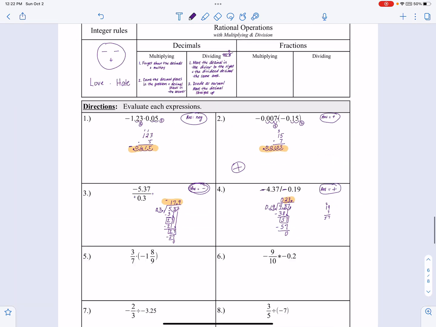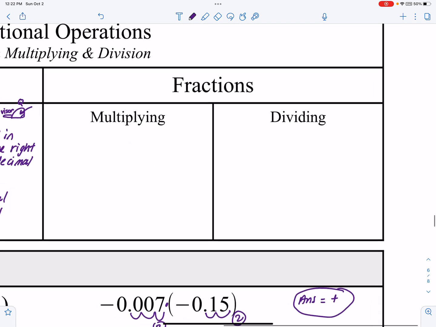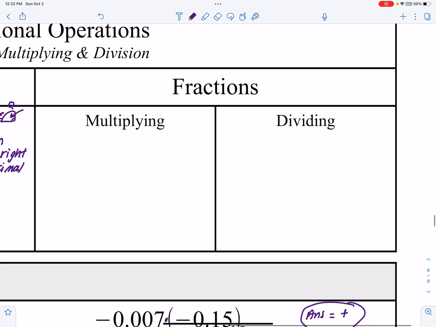So let's go ahead up to our key concepts here. So when we're multiplying fractions, your first thing that you can do, you don't have to because you'll get the correct answer, it just makes it a little nicer. The first step is to see if you can cross simplify.